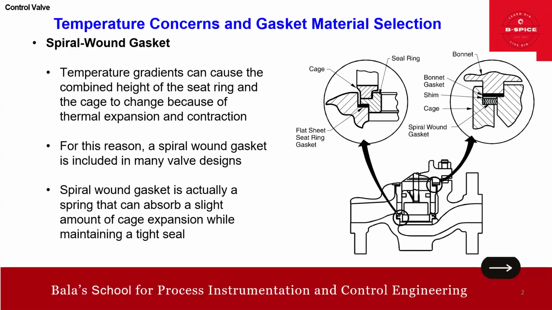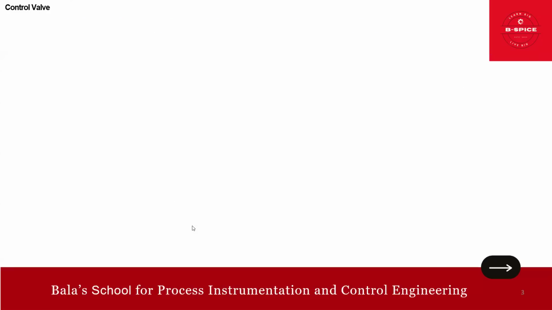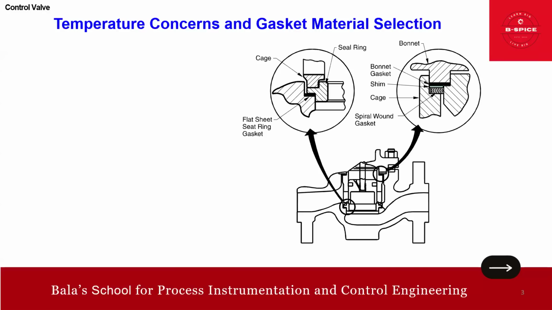A spiral wound gasket is actually a spring that can absorb a slight amount of cage expansion. We discussed here the cage changing, right? The expansion. So this spiral wound gasket is actually a spring, and you can see this kind of arrangement that can absorb a slight amount of cage expansion while maintaining a tight seal. A few more points to add on the spiral wound gasket.